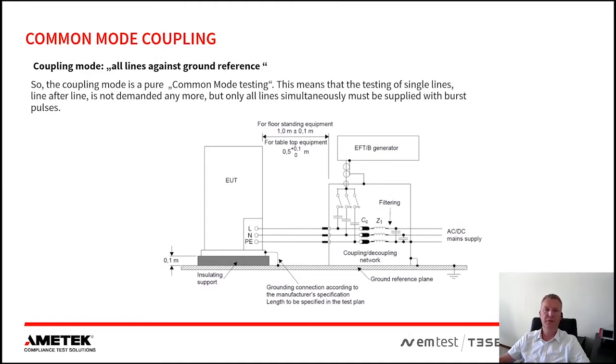Interesting side note. In the first edition, 1995, they forgot the 10 cm insulating support for tabletop equipment. It was specified just for floor ceiling equipment. This was added in 2004 with the edition 2.